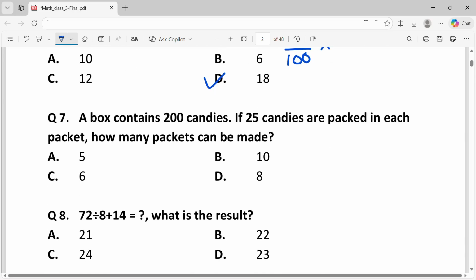Question 7. A box contains 200 candies. If 25 candies are packed in each packet, how many packets can be made? So the number of packets will be total number of candies upon candies in each packet, that is 200 upon 25, which is equal to 8. So the answer is D, 8.